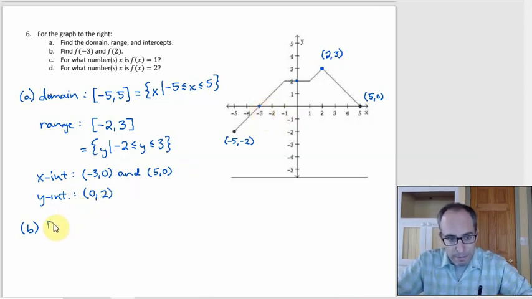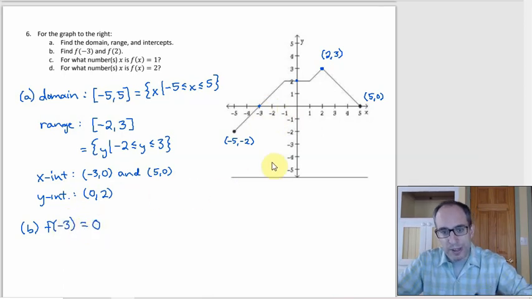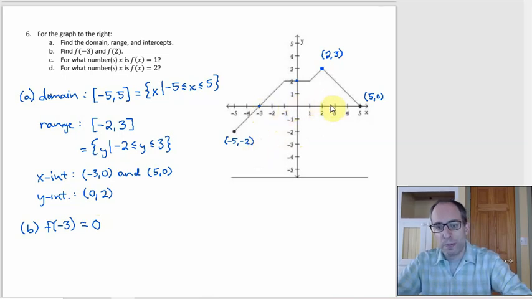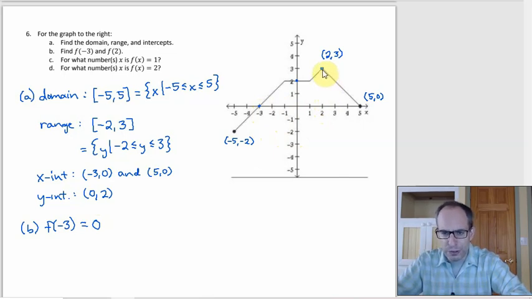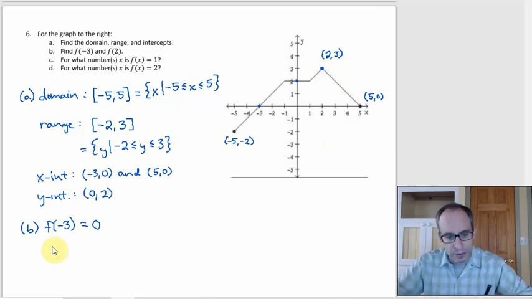So f of negative 3 is 0 because when x is equal to negative 3, that function's right on the x-axis. And then for 2, if we go over here to where 2 is, and then we say, all right, when x equals 2, the function's up here. So the y-coordinate of that point is 3, so that is f of 2. So f of 2 is going to be 3.